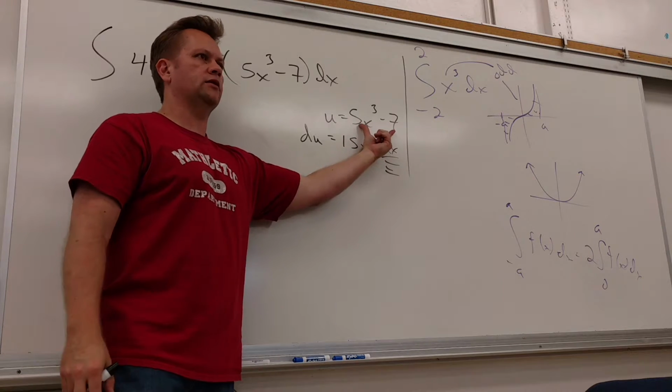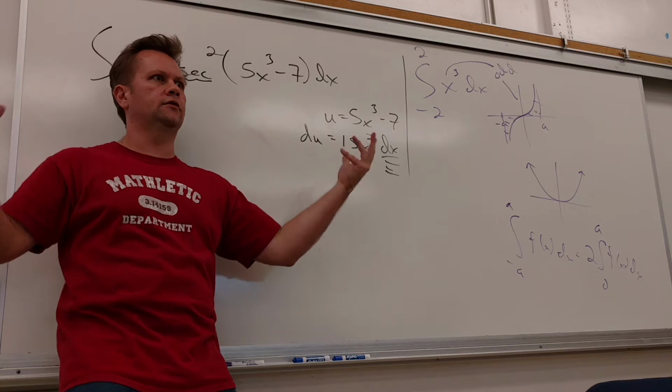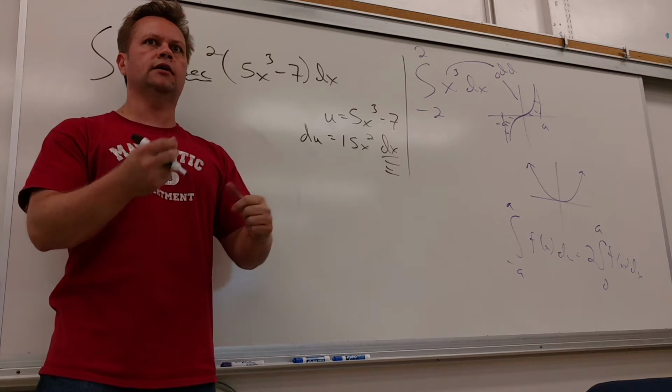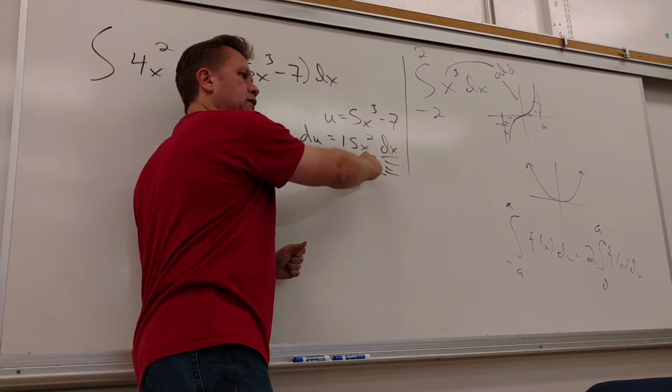I don't know what 5x cubed minus 7 is. I'm going to call it u. I don't know how much money Bob made. I'm going to call it x. Right? It's the same idea. And then you can follow, well, what are the implications of that then? Well, then that means du must be this.